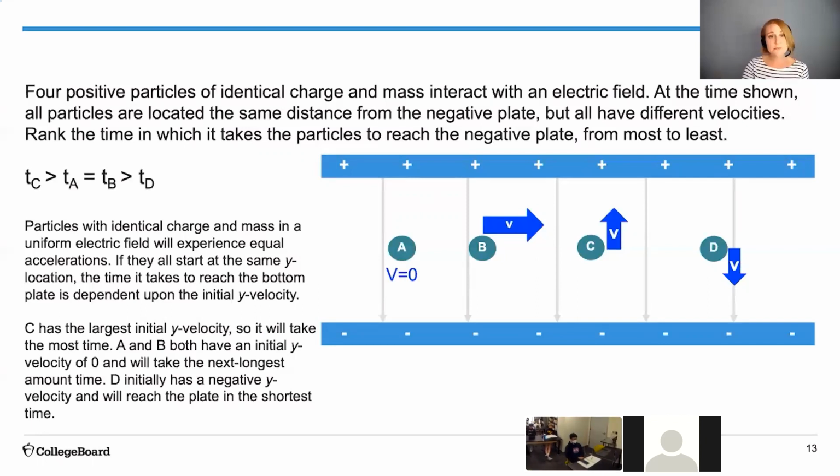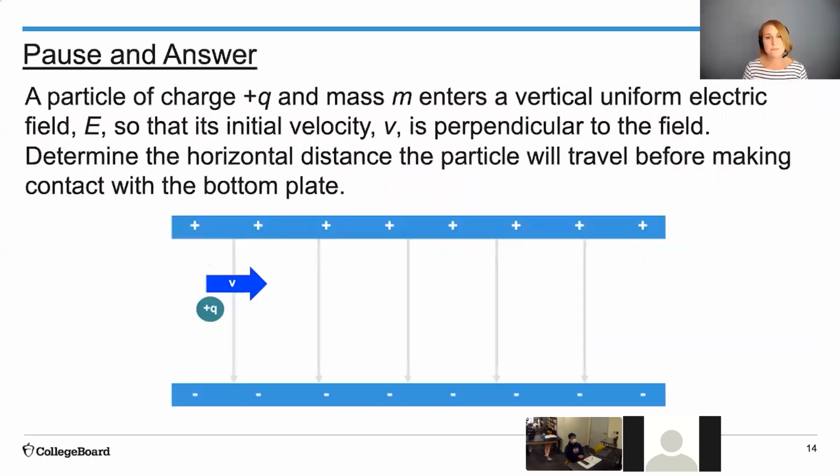Why don't you pause and answer this one? All right, says a particle of charge positive Q and a mass m enters a vertical uniform electric field E so that its initial velocity v is perpendicular to the field. Determine the horizontal distance the particle will travel before making contact with the bottom plate.